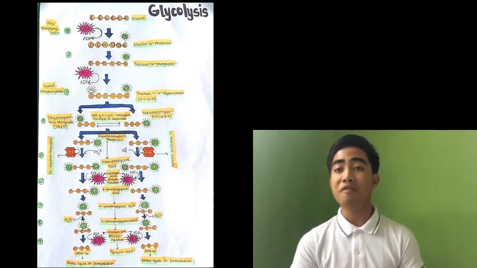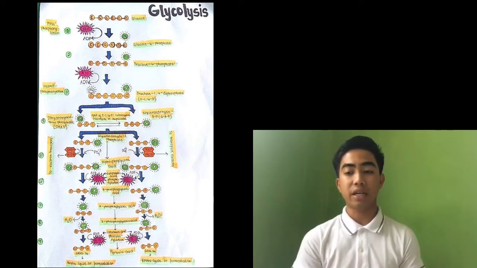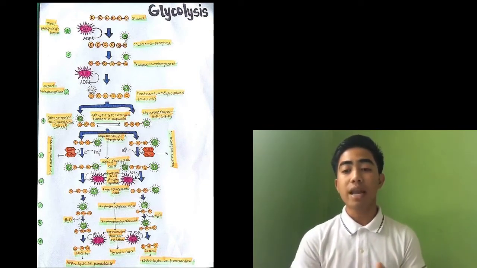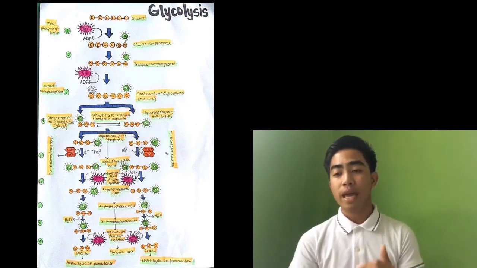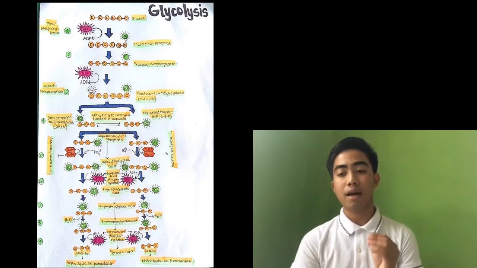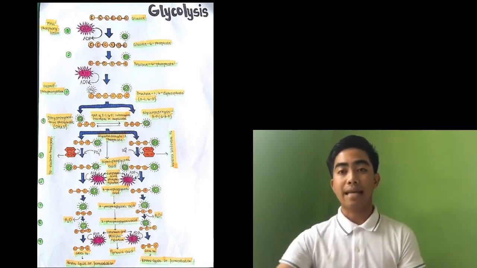It means removal of water. So the reaction involved here is condensation. From 2-phosphoglyceric acid, a water molecule is removed, and now it will go to phosphoenolpyruvic acid, which is the product for this step. Again, the product for this step is phosphoenolpyruvic acid.